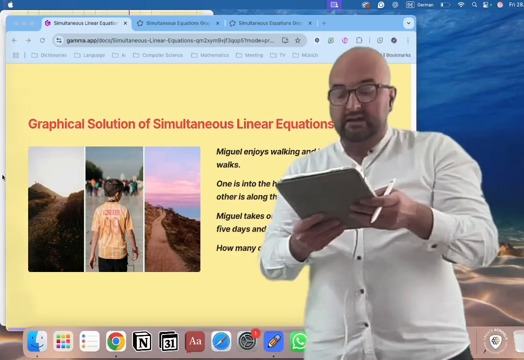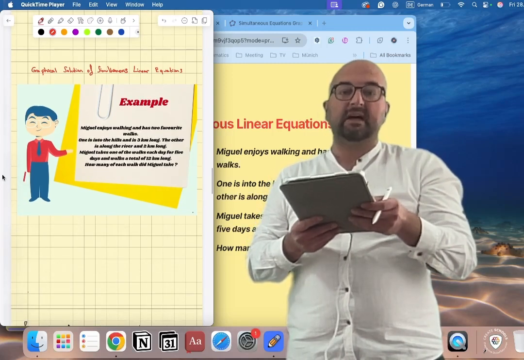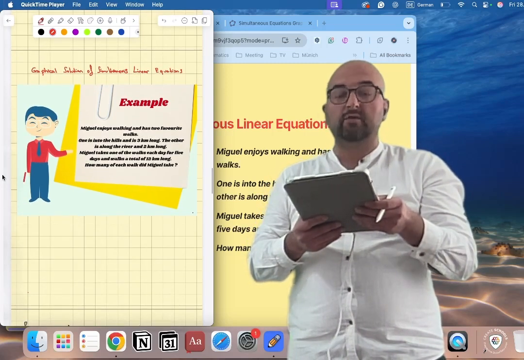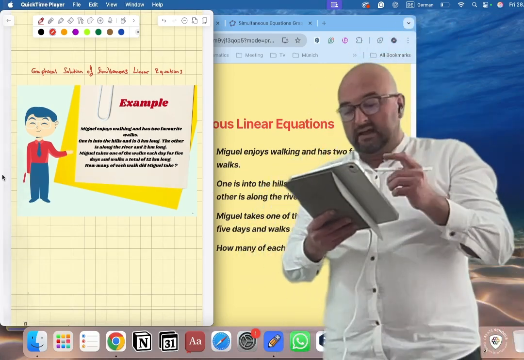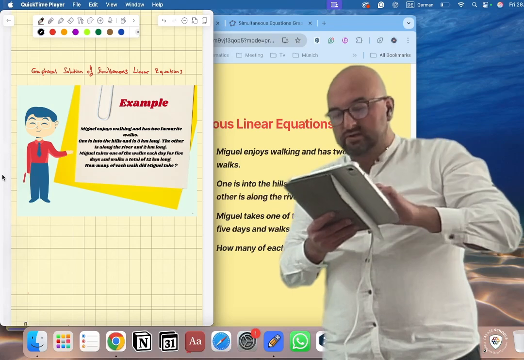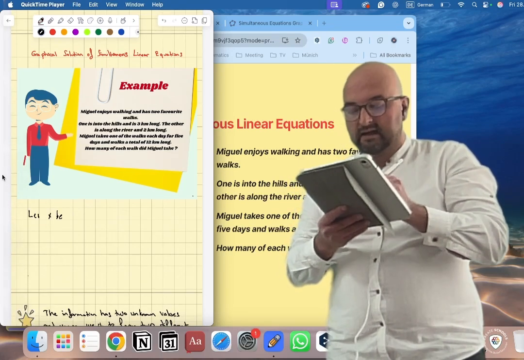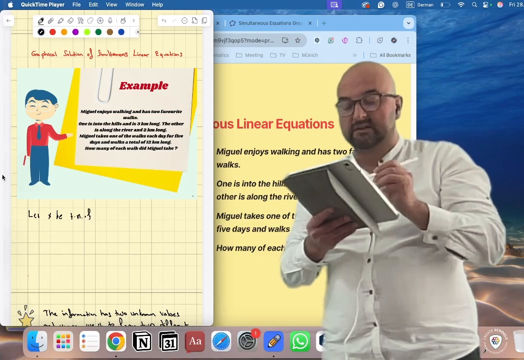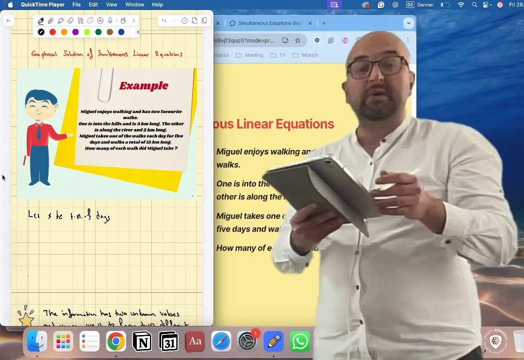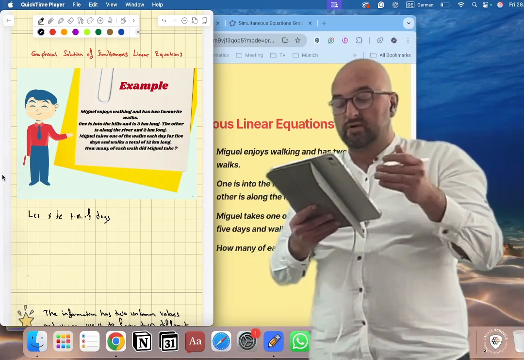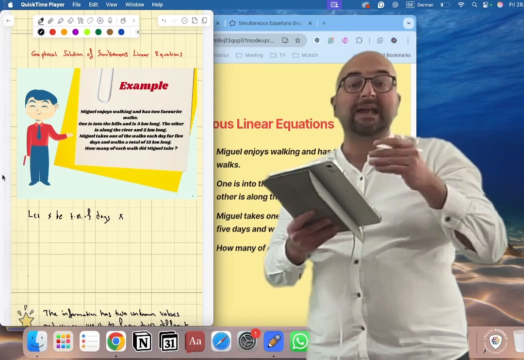So as you see, we have a problem about solving two different equations simultaneously. The first one, I would like to start by saying, let x be the number of days Miguel walks into the hills. So Miguel walks into the hills x days.